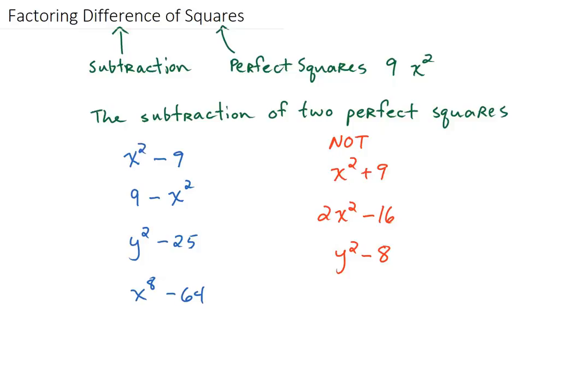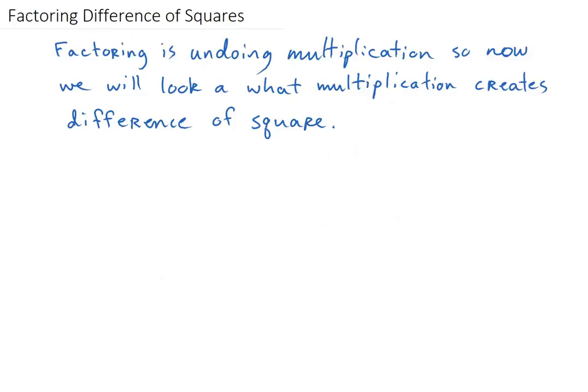Now that we have a sense of what we're talking about, I want to talk about where these come from. Remembering, factoring is undoing multiplication. So in order to think about undoing a difference of squares, it would be nice to know what was multiplied to create these things. In other words, factoring is undoing multiplication. So now we'll look at what multiplication creates difference of squares. Let's multiply x minus 2 times x plus 2.